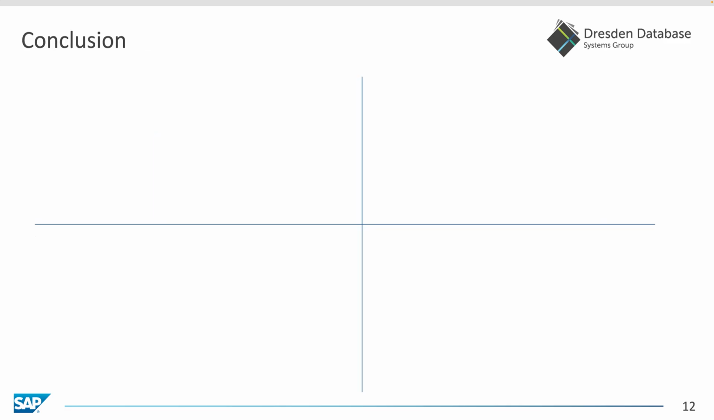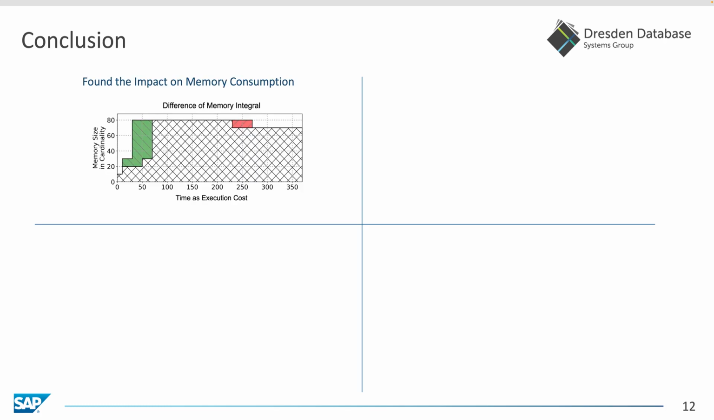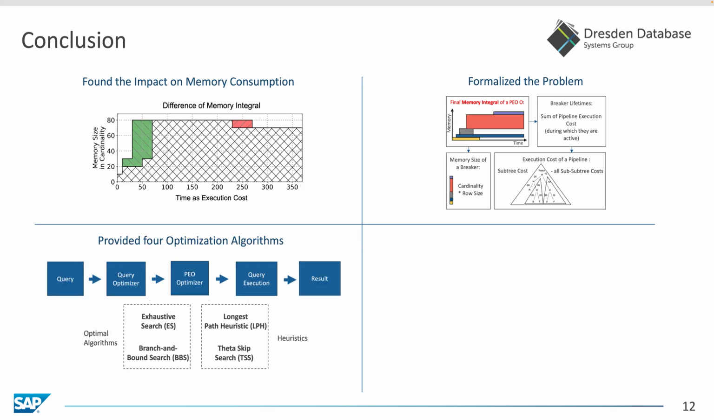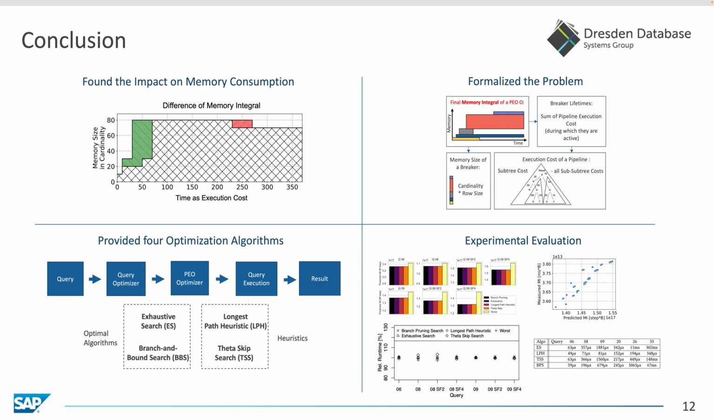Now we go to our conclusion. Our work found that PEOs have an impact on memory consumption. We formalized the problem, and we also provided positions in query processing and provided 4 algorithms for systematically finding optimal PEOs. And furthermore, we evaluated experimentally that there are indeed savings to obtain, and that there's a correlation between the estimated and the real world values. We showed that there is an insignificant impact on query execution times, and also we showed that the enumeration overhead is negligible if we only consider certain algorithms for high complexity queries.